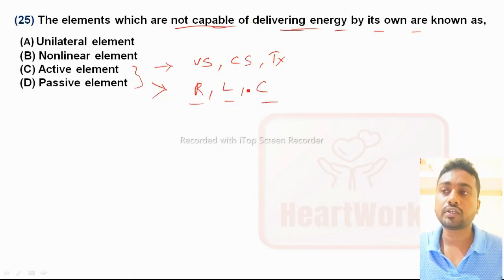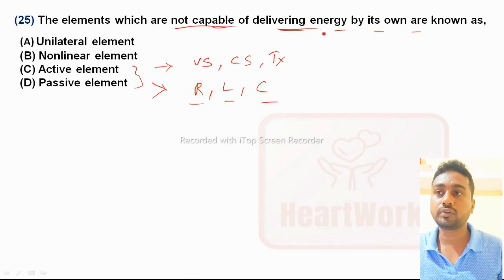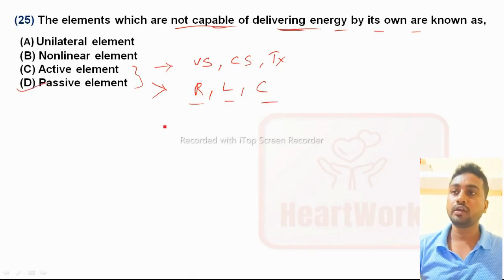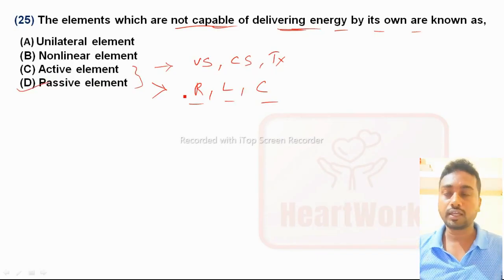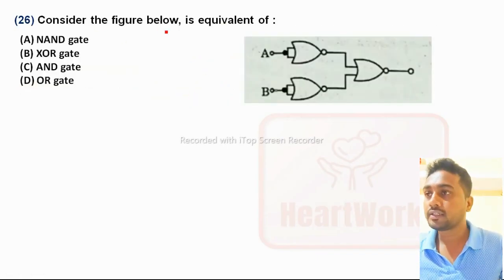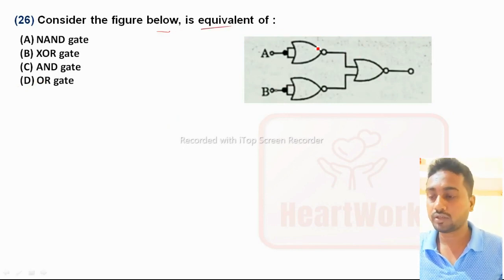Resistor, inductor and capacitor are not capable to deliver energy. So here the answer is option D, passive elements which are not capable to deliver energy. Next, consider the following figure. The figure below is equivalent to what?